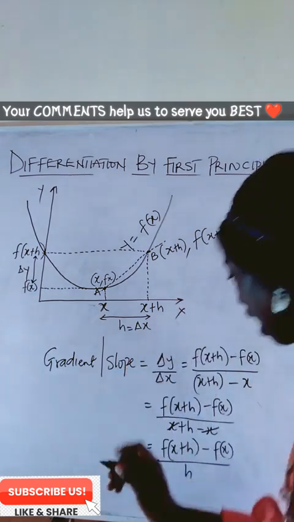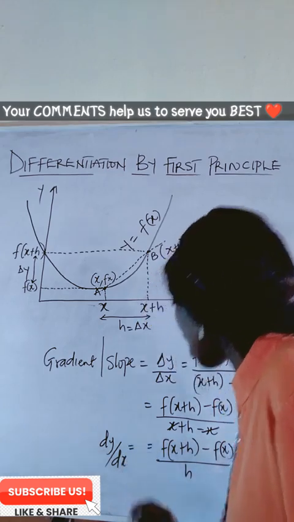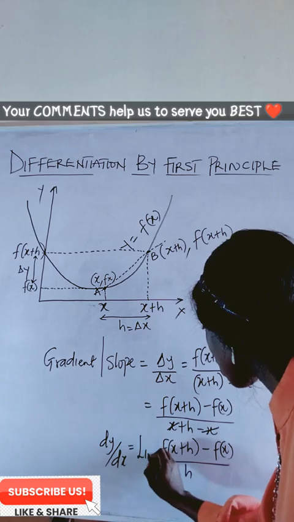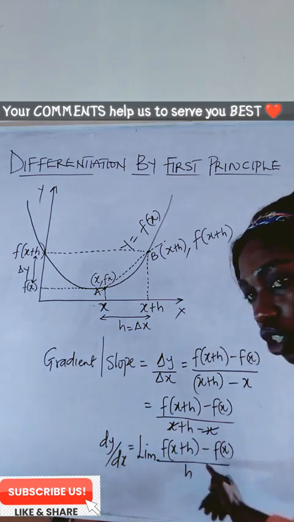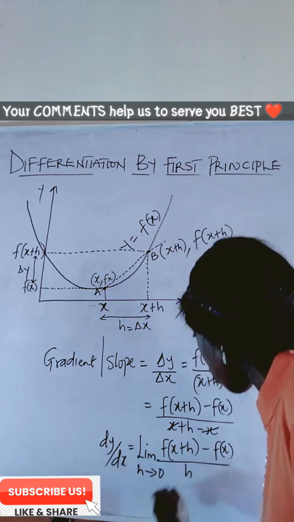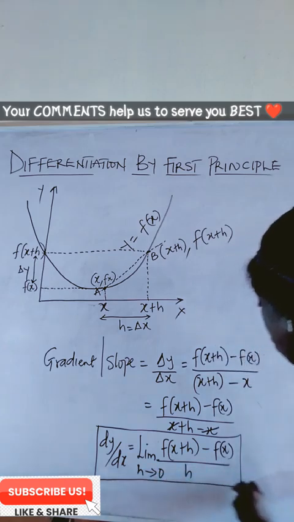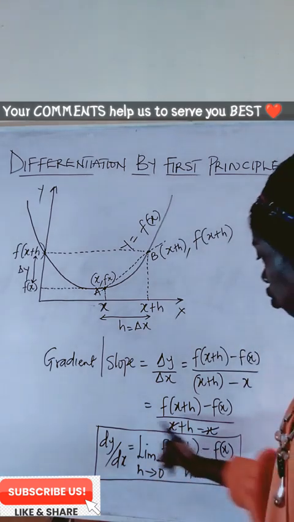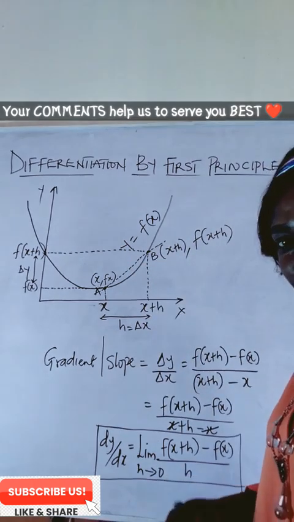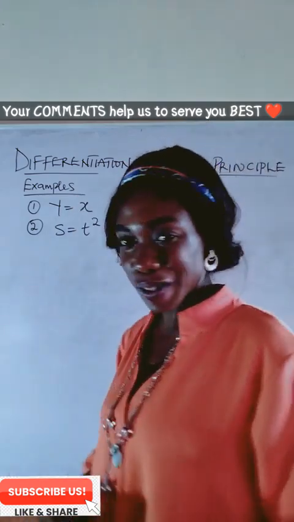But remember that for us to get dy/dx, it will now be equal to the limit of this particular expression as this h tends to 0. This becomes our definition for using the first principle. So this is going to be our guide as we solve a lot of problems using the first principle. Now let's look at these examples.